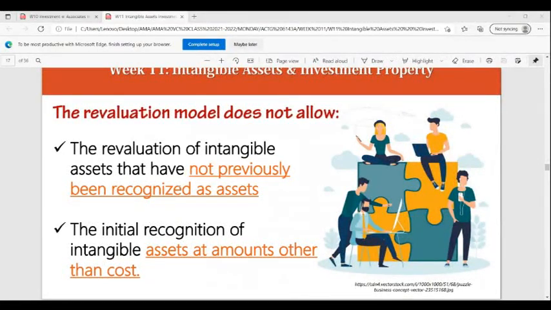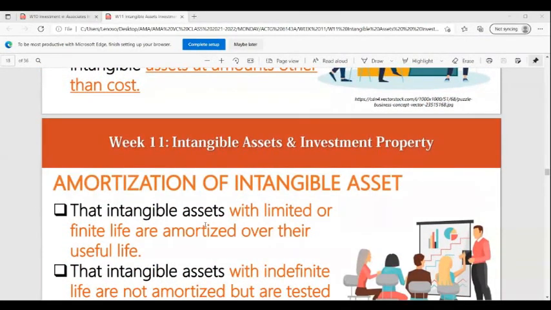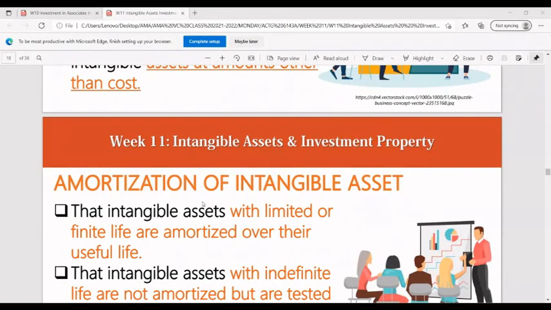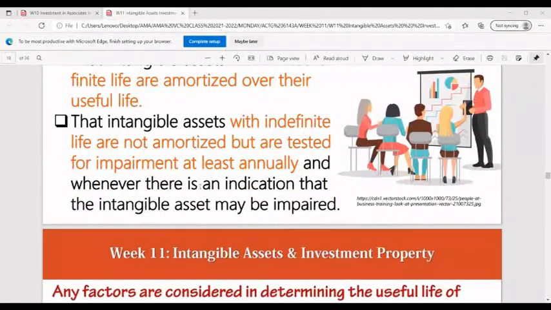The initial recognition of intangible assets at cost other than cost. Amortization of intangible assets: intangible assets with limited or finite life are amortized over their useful life. The intangible assets with indefinite life are not amortized, but are tested for impairment at least annually and whenever there is an indication that the intangible asset may be impaired.